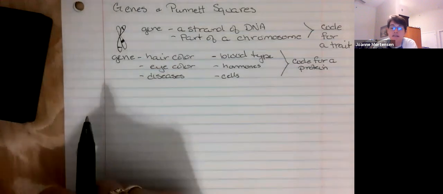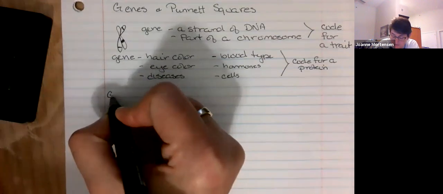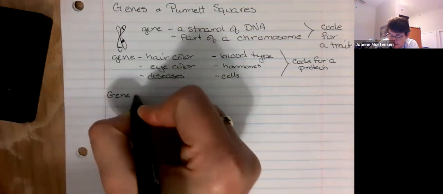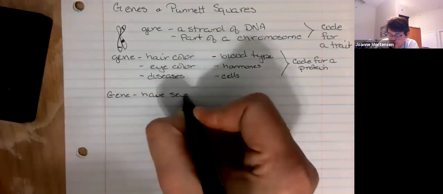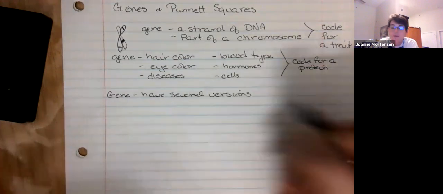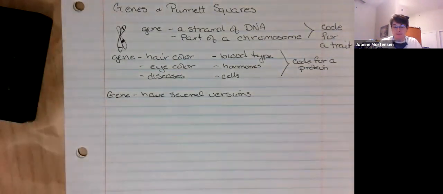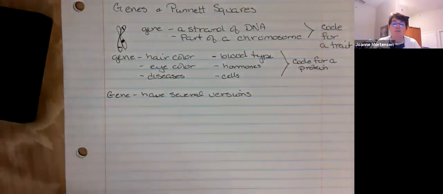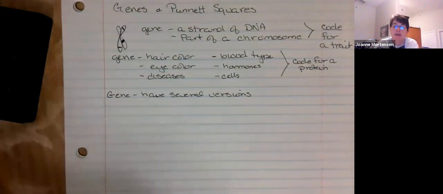Now, all of the genes are not alike. So for a specific gene, it may have several versions. When we first started talking about it, to keep everything simple, we always just said that you could have blonde hair or you could have brown hair. You could have blue eyes, you could have brown eyes. Now, different versions are called alleles.